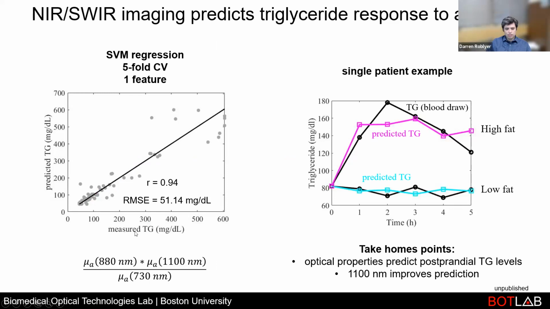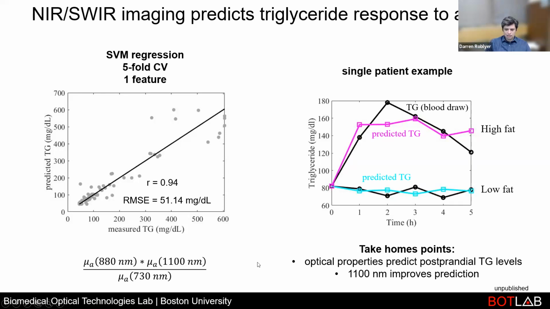And here we could get measured triglycerides tracking very closely to predicted triglycerides with the machine learning model. And we could take those machine learning models and actually show how the gold standard triglycerides through the blood draw tracked with the predicted triglycerides for both the high-fat and low-fat meal. And so we're really excited about this result.